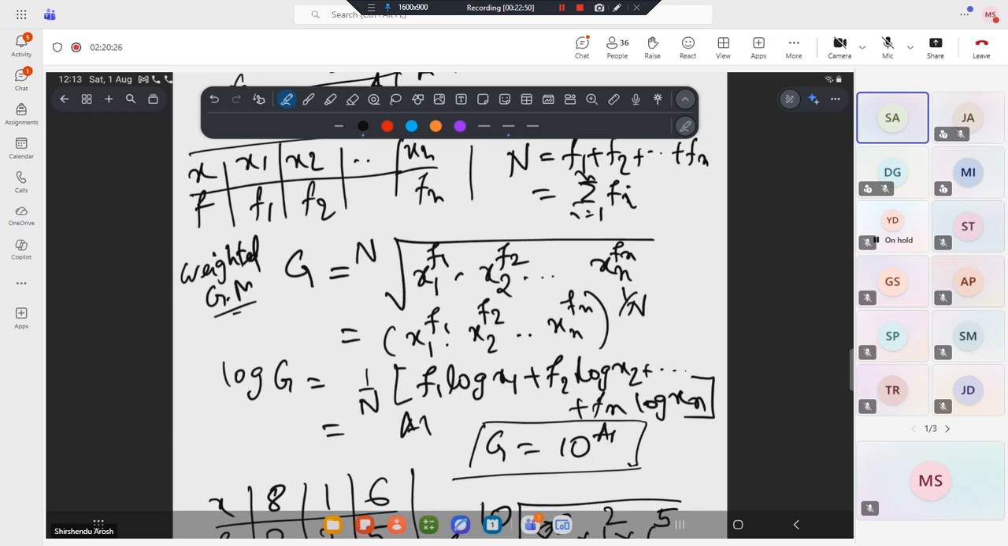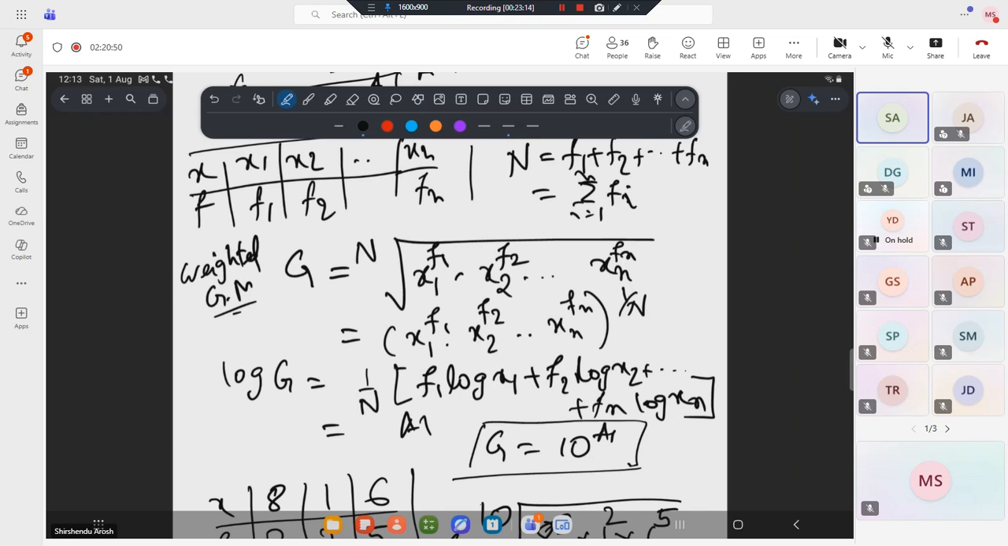Third part is the ratio types. If you have some kind of ratio types like the average speed, average per capita, or something like that. In those cases, if you have ratio type situations, then you go for the third type of calculation, that is something called the harmonic mean.